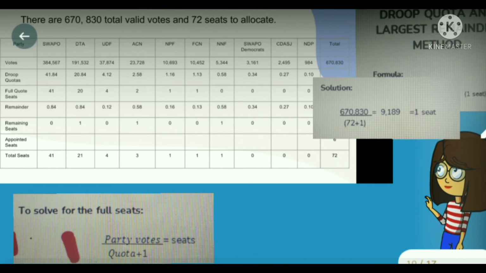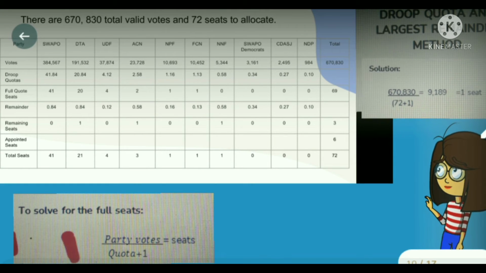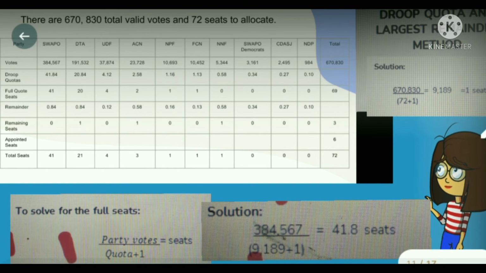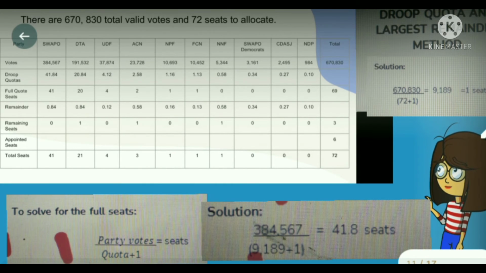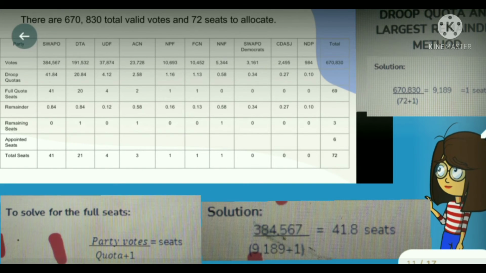So this is the formula. Party votes divided by quota plus 1 equals the solution. For example, SWAPO gained 384,567 votes over our drop quota plus 1. If we calculate that, it will result in 41.84. The same process will be followed until the last party.